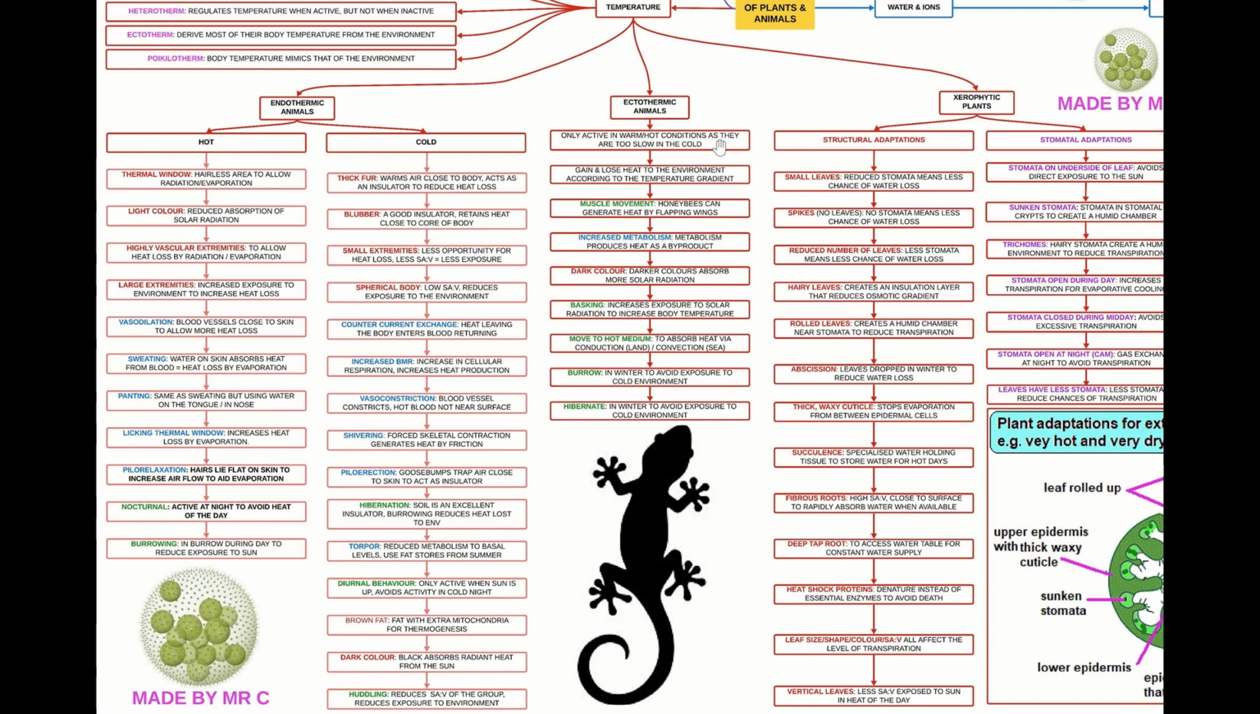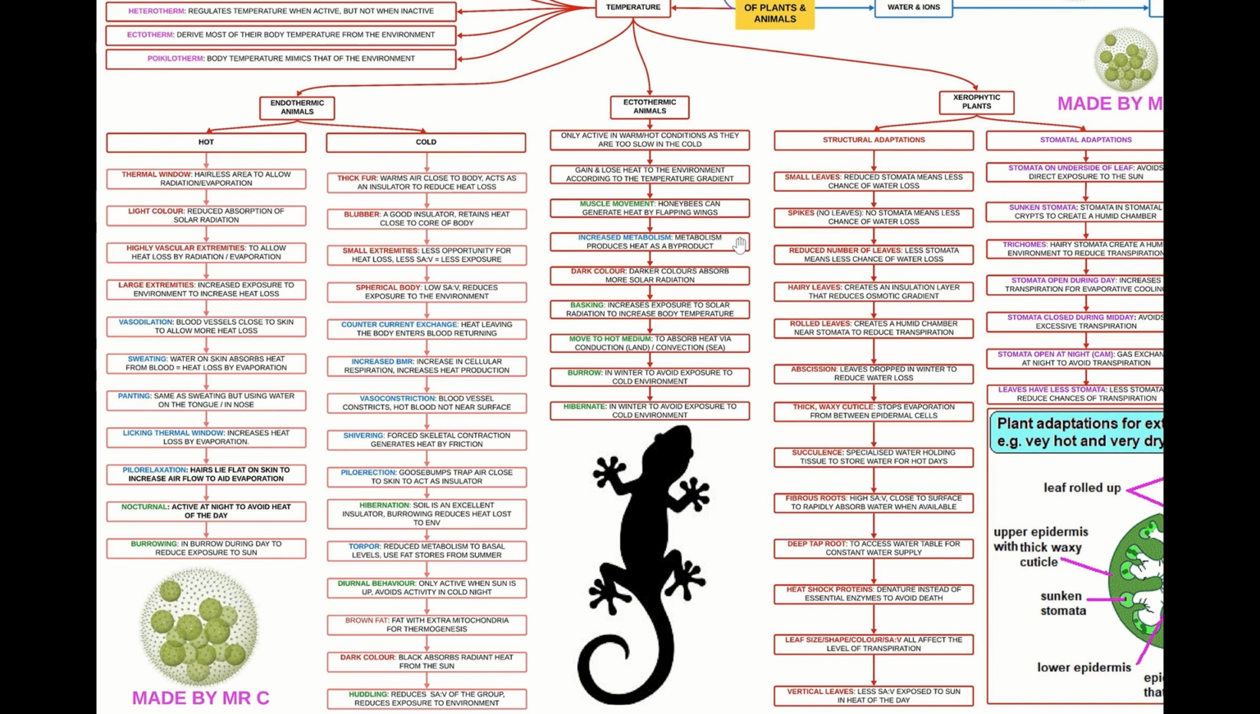They're only active in warm and hot conditions as they get too slow in the cold. They gain and lose heat to the environment according to the temperature gradient, which is when heat will travel from a high temperature to a low temperature. Bumblebees can flap their wings to generate heat.